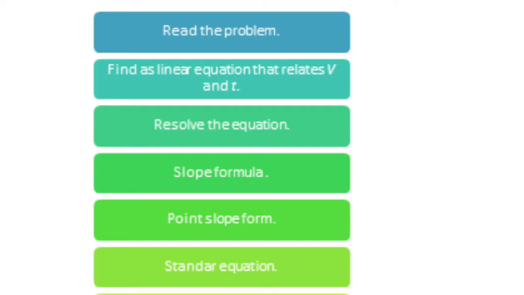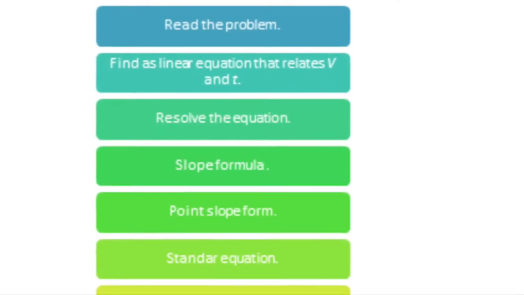A. Find a linear equation that relates B and t. B. Sketch a graph of this linear equation. C. What do the slope and b-intercept of the graph represent? D. Find the depreciation value of the computer 3 years from the date of purchase. And this is a complete flowchart.